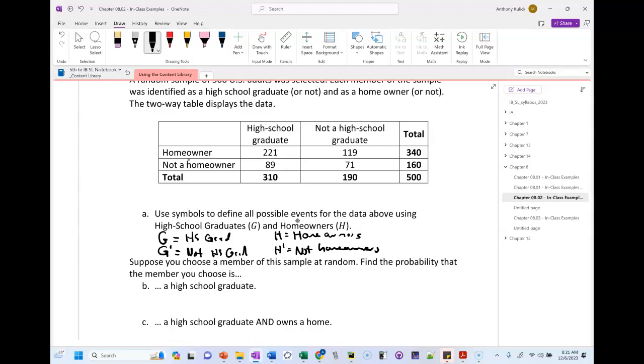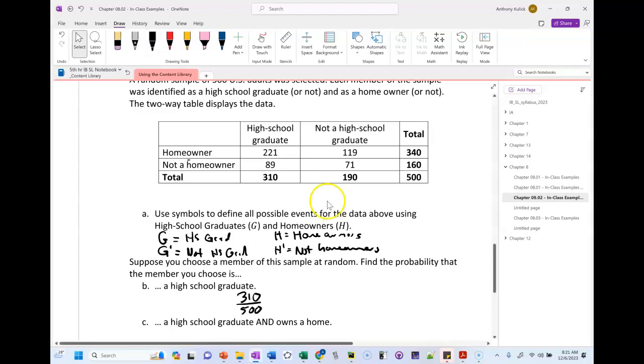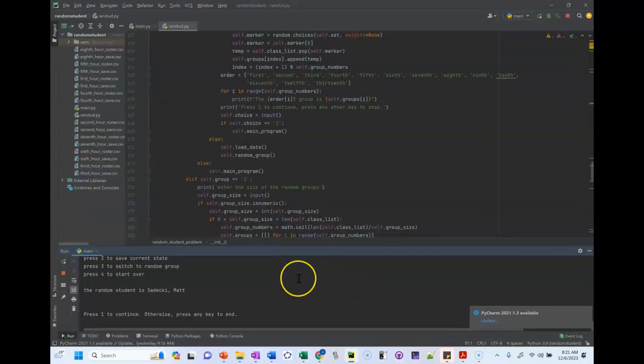What percent of them are high school graduates? 310 out of 500, right? That's it. Could you reduce that fraction? Sure. If you want to make it a decimal, is that okay? Sure. If you want to write that decimal as a percentage, is that okay? Sure. But that answer that we wrote down there is fine. So far, so good?